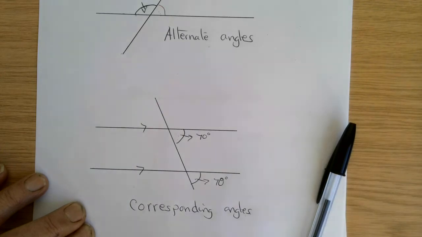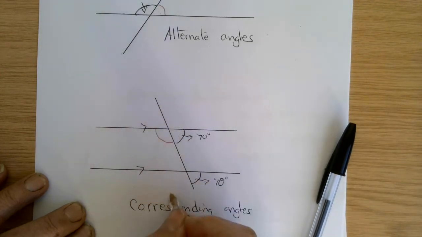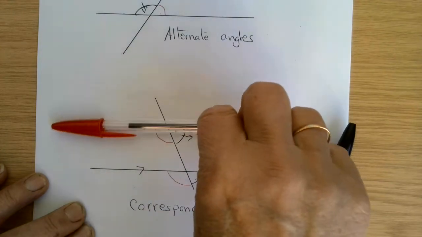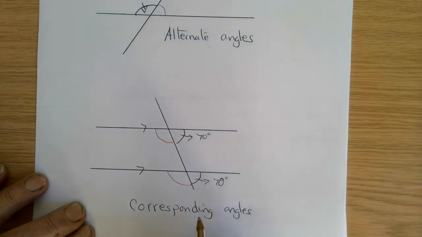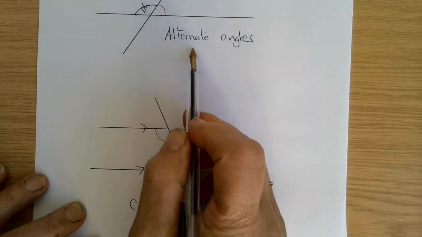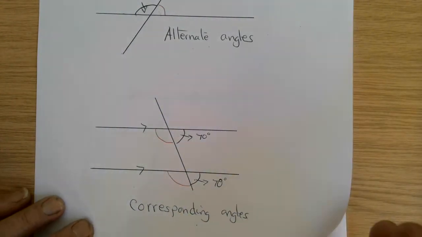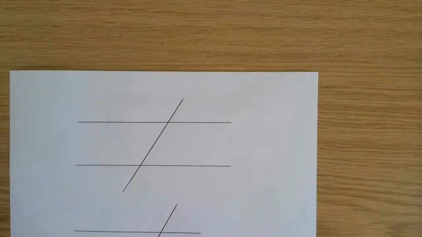Going again, if we have the angle here and the angle here, they would be corresponding because if you brought the line down, one would go on top of the other one. Another word to know: alternate, corresponding.